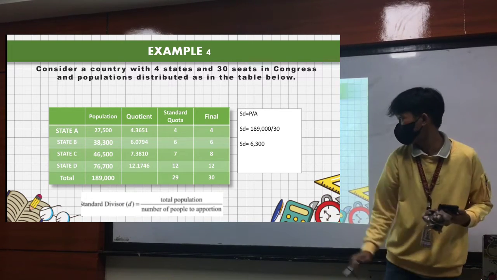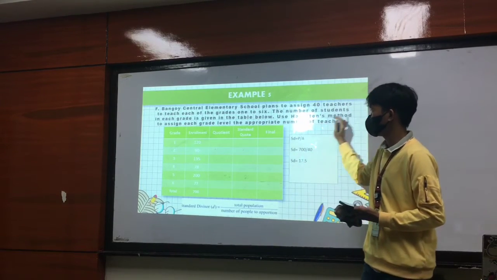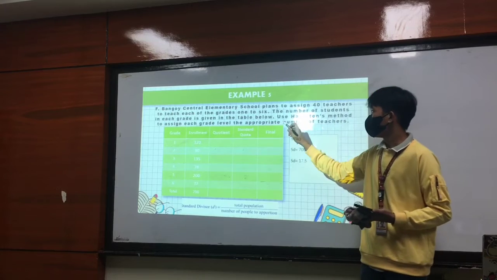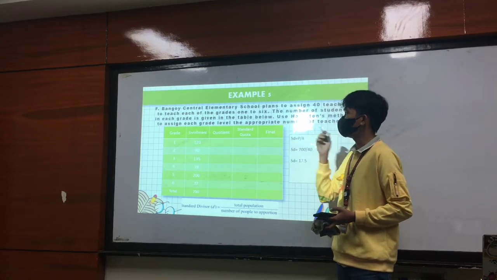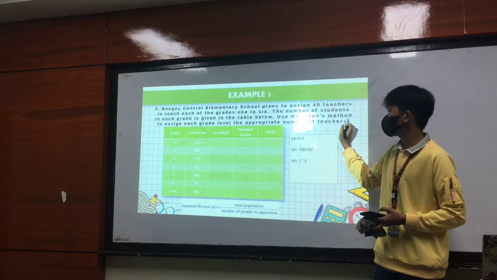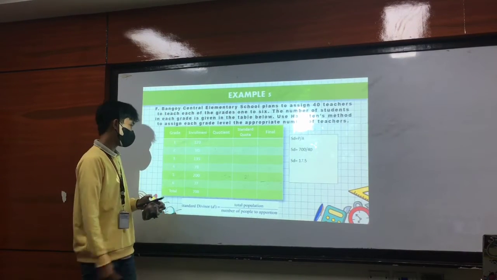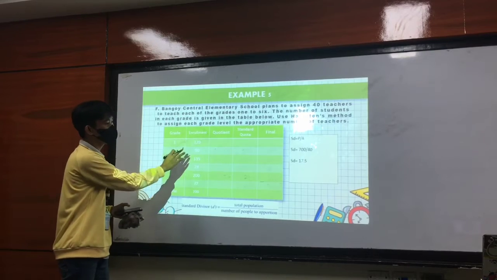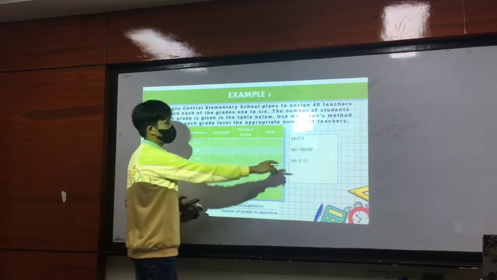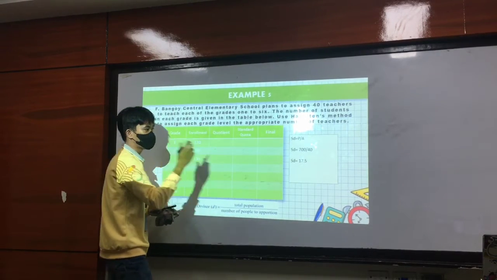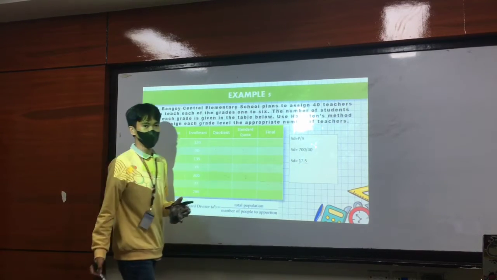And lastly, our last example, F. Bangor Central Elementary School plans to assign 40 teachers to each of the grades 1 to 6. The number of students in each grade is given in the table below. Use Hamilton's method to assign the appropriate number of teachers to each grade level. So again, we need to find our standard divisor first. So our total is 700 and our apportionment is 40. If we divide 700 by 40, we got our standard divisor 17.5.